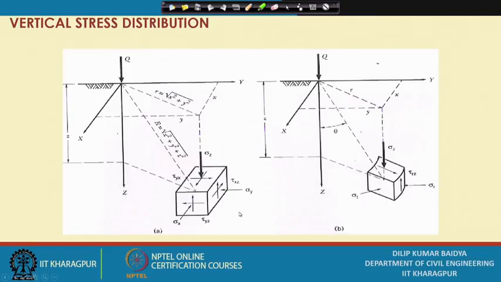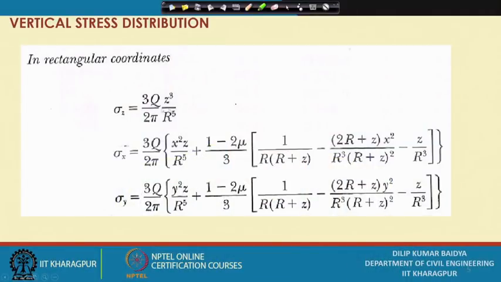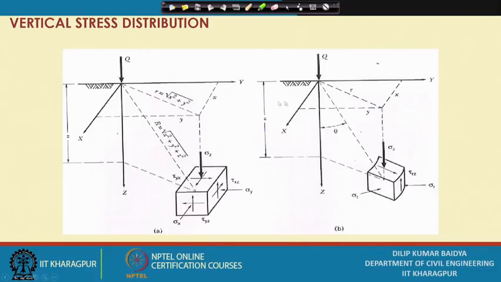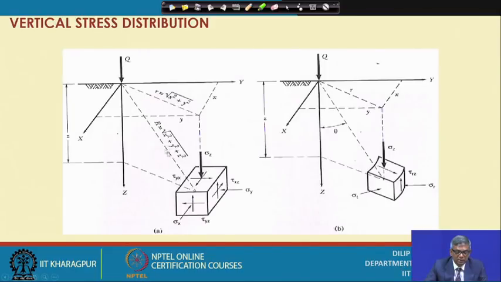So, on all those planes there will be shear and normal stresses, and I am going to the expression by which these stresses can be calculated. Here sigma z is given by the expression 3 Q by 2 pi, z cube by r to the power 5. This r is what is shown here. You can see this is the r, this is the r.